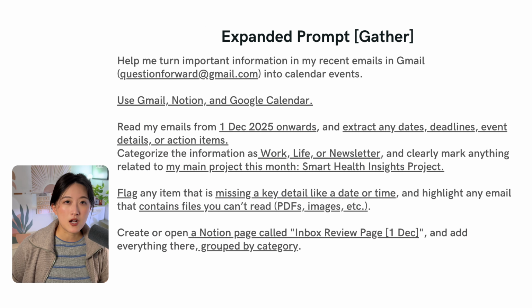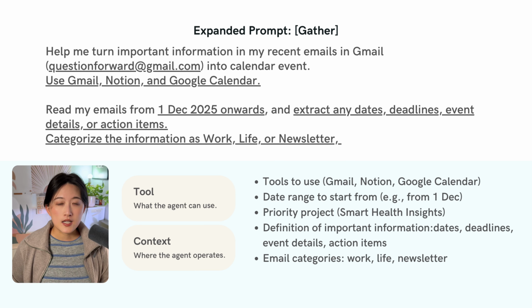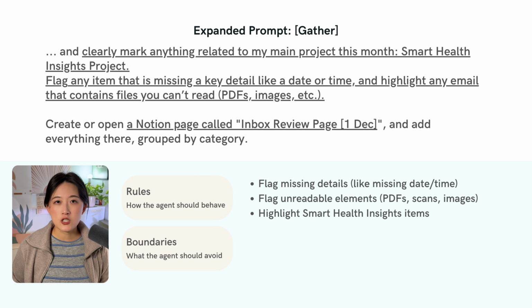In the expanded prompt, we're adding all the details the agent needs to behave correctly. I specify a date range so it knows which emails to look at. I define what counts as important information: dates, deadlines, event details, or action items. I define the categories: work, life, and newsletter. I specify my main project for the month, so anything related gets highlighted. And I tell it exactly which Notion page to use. In this case, it's the inbox review page 1st December.